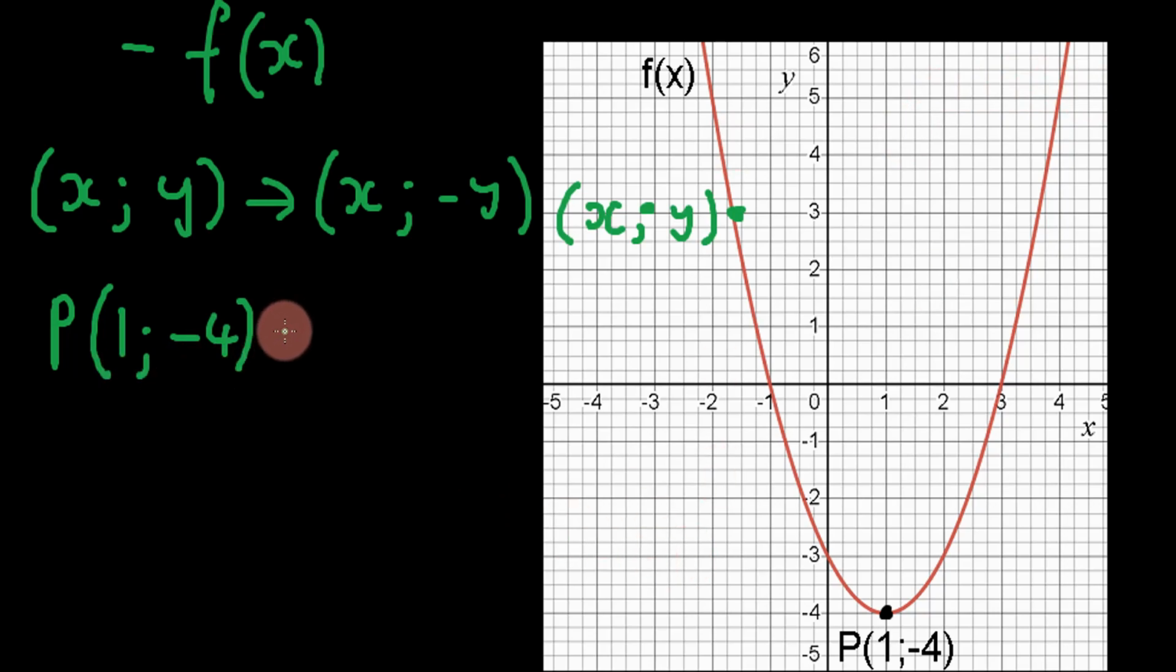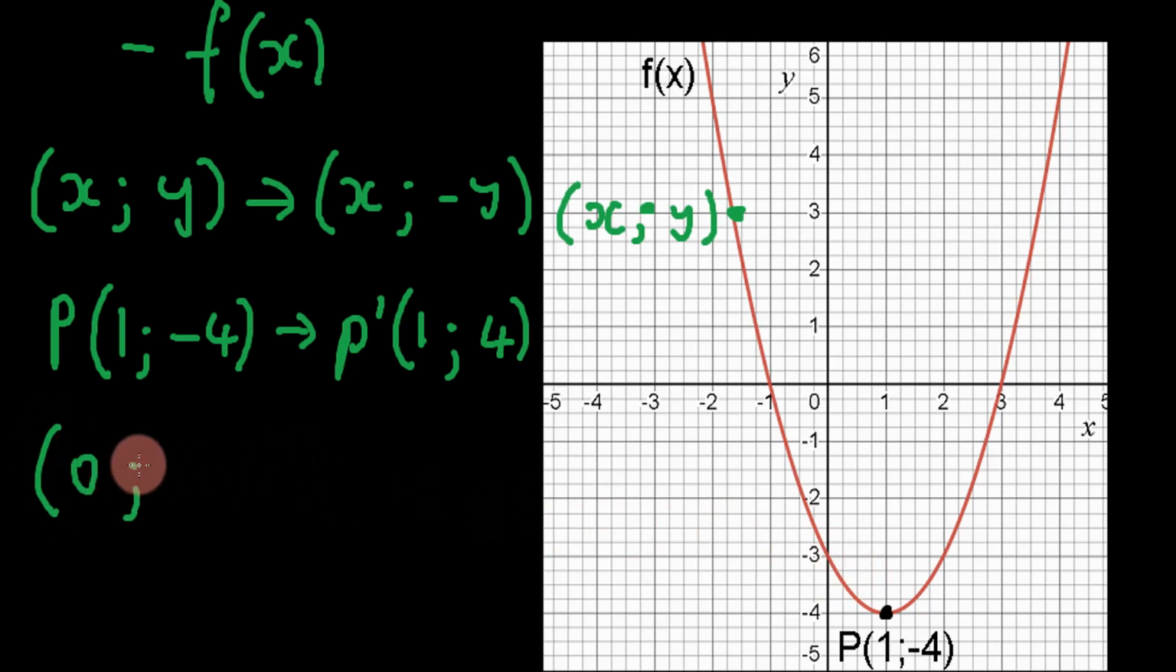Now, this point will be transformed to P prime. Our x's will remain the same, and our y's will change sign. So 1, 4. Let's take another point like the y-intercept here, which is 0, negative 3. So the y-intercept of 0, negative 3 will be mapped to 0, positive 3, and so forth. So we're able to draw the graph then using these points.